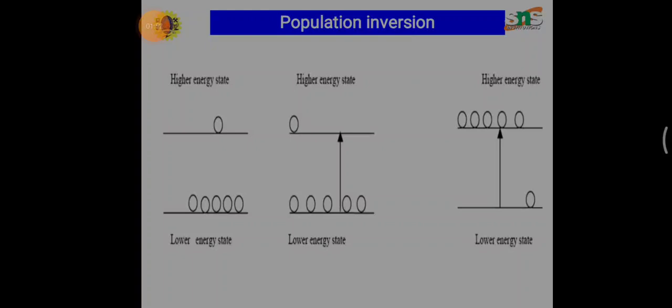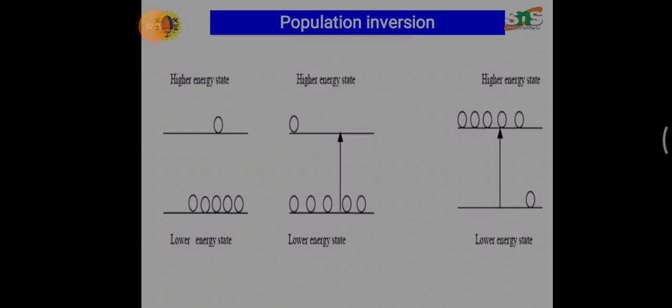Let N1 be the number of atoms in the ground state and N2 be the number of atoms in the excited state. If N1 is greater than N2, there is more chance for absorption to take place. If N2 is greater than N1, there is more chance for stimulated emission to take place. Therefore the number of atoms in the excited state should be increased by some means. Thus the state of achieving more atoms in the excited state compared to the ground state is called population inversion.